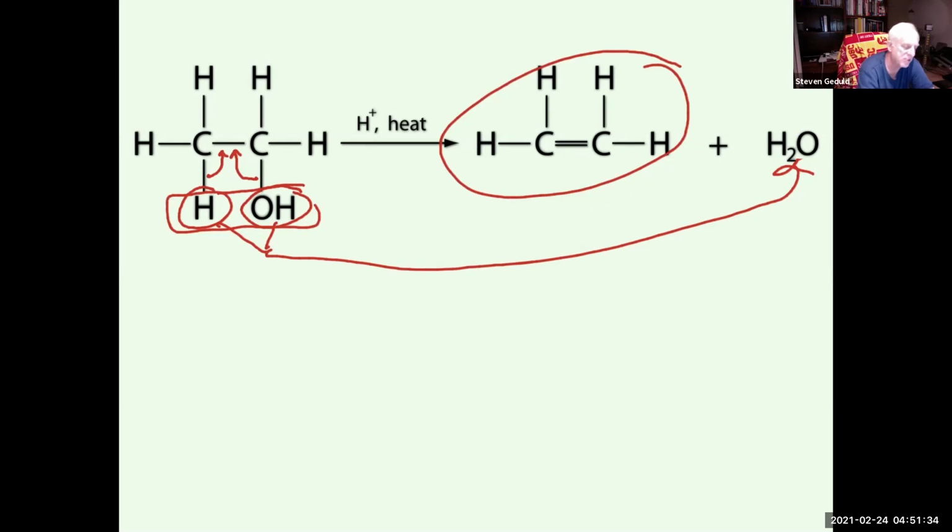That's how questions will be worded on your exam, because that way you have to write the compound, know what you're doing, and then know what the answer is to come up with it. So ethanol, dehydration reaction, removing water, produces ethene.